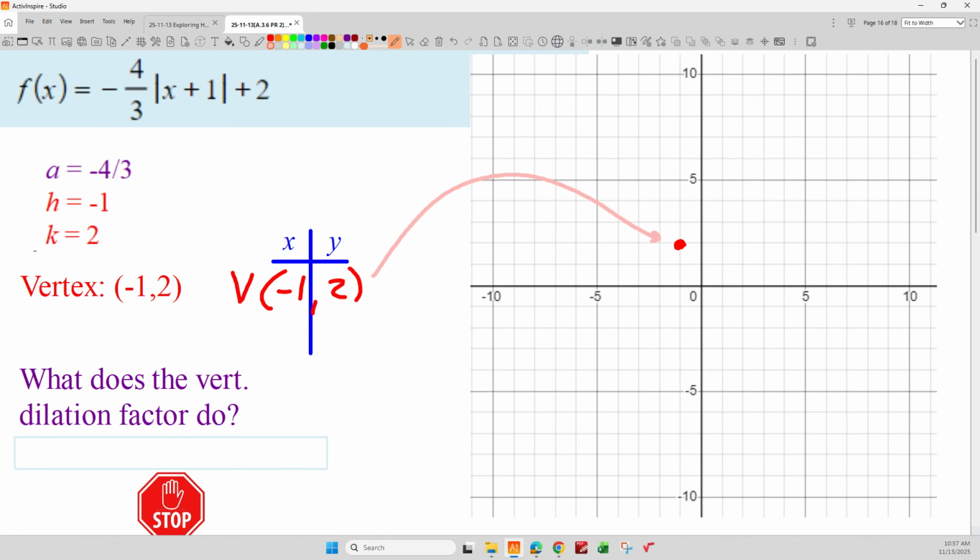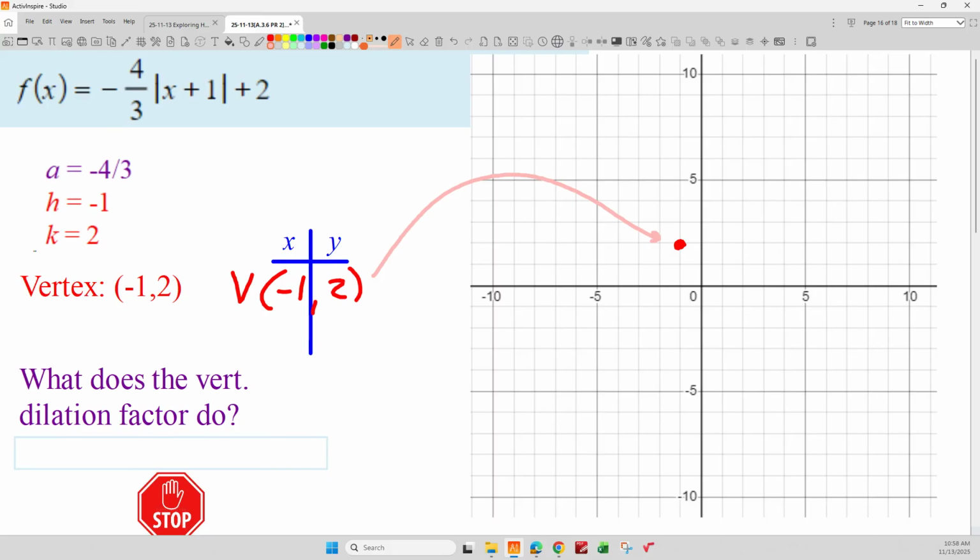What would be a wise choice, and this is a little tricky, what would be a wise choice for x here? If I plug in 0, I mean 0 is going to work, but it's just not convenient. If I plug in 0, I get negative 4/3 times 1, which is a fraction. 2 would be good. I like 2.